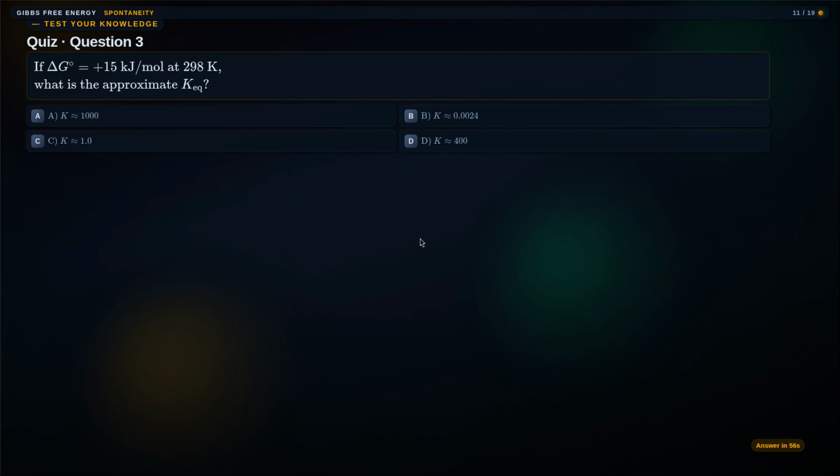Quiz question 3. If delta G naught equals plus 15 kilojoules per mole at 298 Kelvin, what is the approximate equilibrium constant K? Option A, K approximately 1000. Option B, K approximately 0.0024. Option C, K approximately 1.0. Option D, K approximately 400. Recall the relationship between standard free energy and the equilibrium constant.